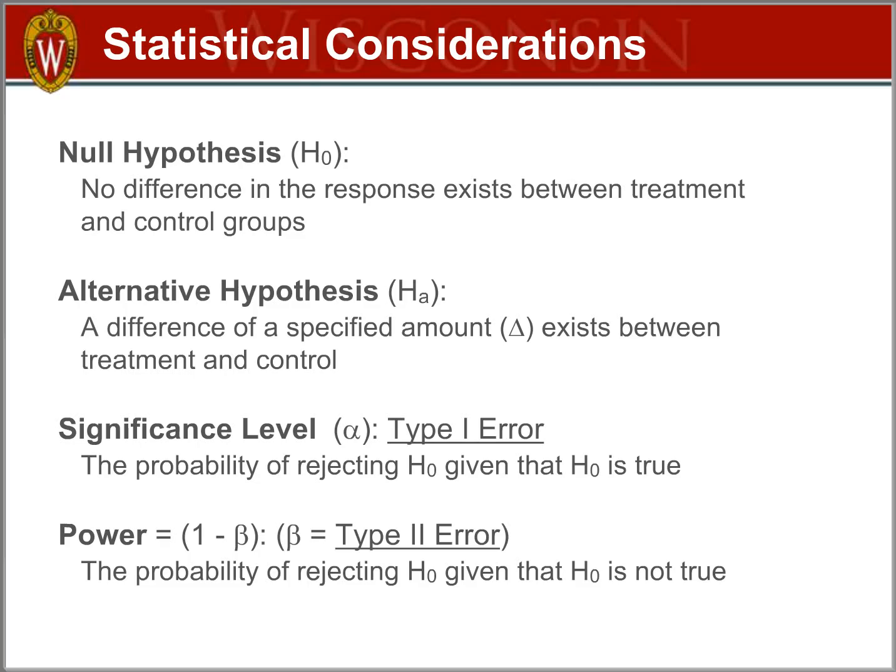The second concept is another error, that is rejecting the null hypothesis given that it's not true. That is, there really is a difference and we don't think there is. We call that the type 2 error. The power is 1 minus that type 2 error, and it's the probability of finding something that's really there. So with the null hypothesis, the alternative hypothesis, the significance level, and power, we can begin to formulate our strategy for computing the sample size.